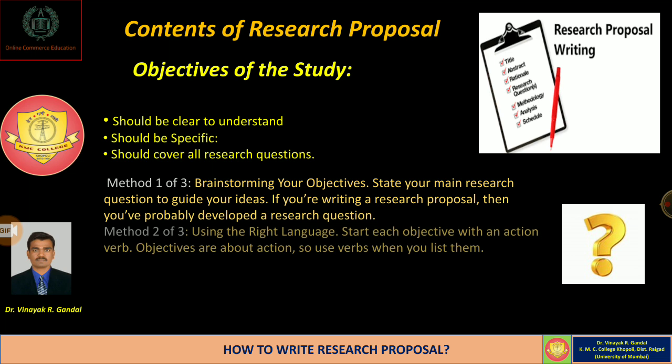And the second method is using the right language. Start each objective with an action verb. Objectives are about action, so use verbs when you list them. So whatever questions you have while drafting the research proposal, you have to use the right language, and objectives must be written in simple and understandable language. It should be specific and clear to understand.